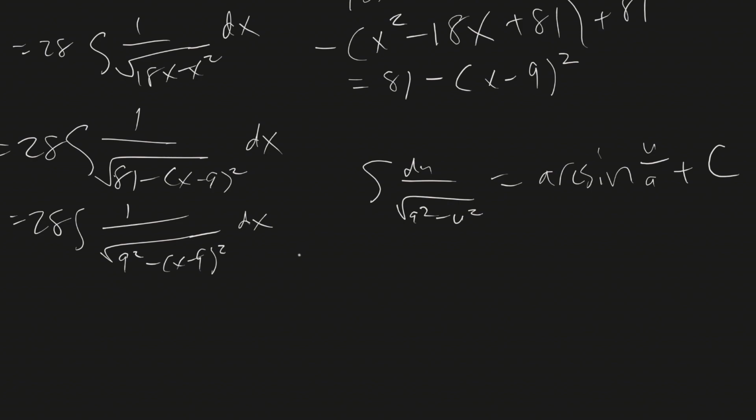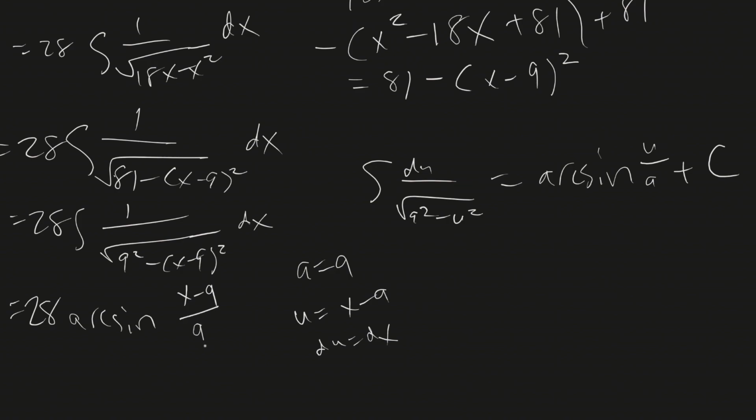So from our trig formula, we can set a equal to 9, u equal to x minus 9, and du simply equals dx. So 9 is a, x minus 9 is u. This means that we can substitute an arcsine of u over a, which is x minus 9 over 9 plus c. This is the final answer.